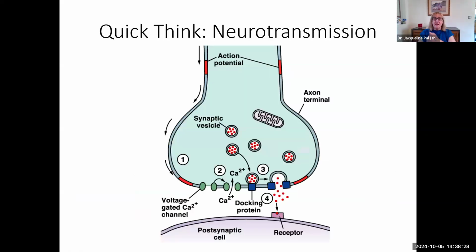So here's a quick think about neurotransmission. Go through, make sure you understand the whole process. Don't forget about using the words action potential, about using the words receptors and the ion channels and the postsynaptic cell and the presynaptic cell. And don't be afraid to talk about the calcium channel and the word exocytosis.